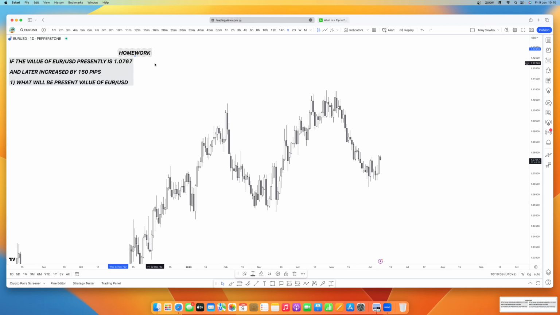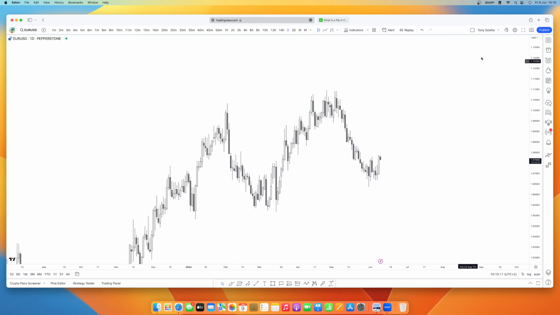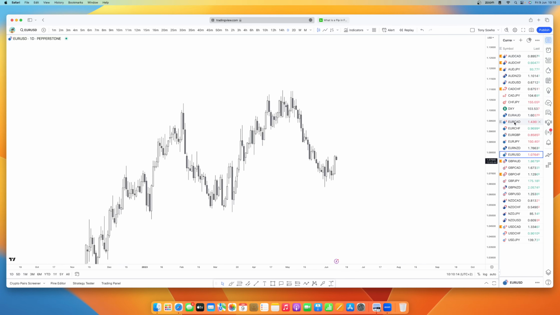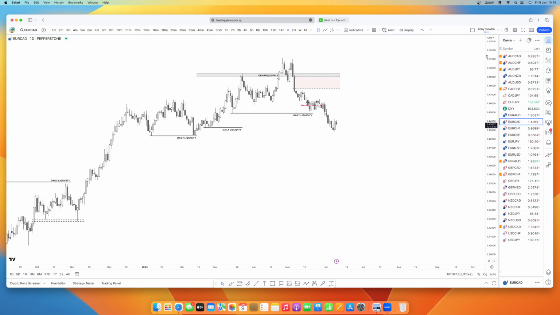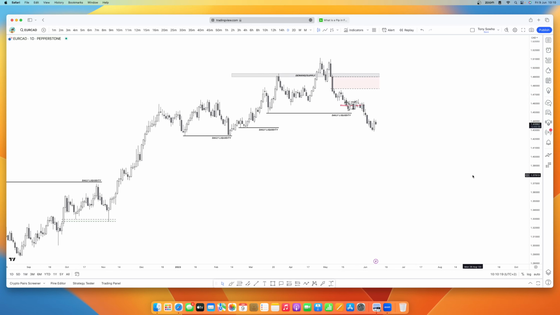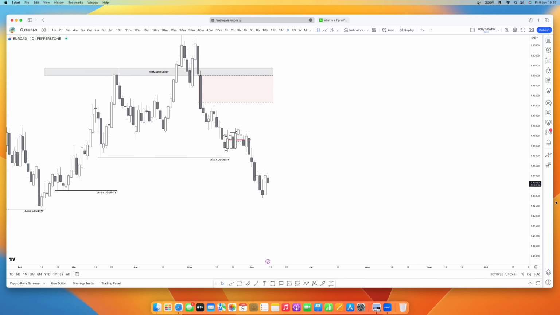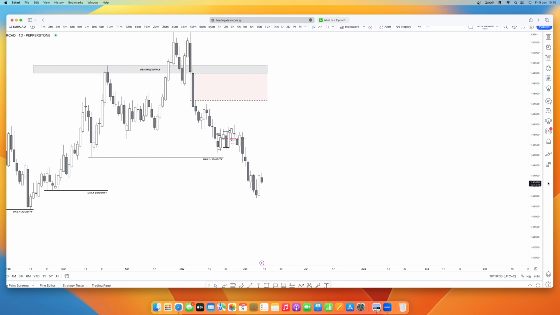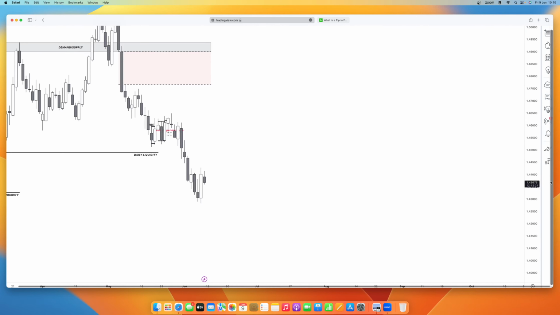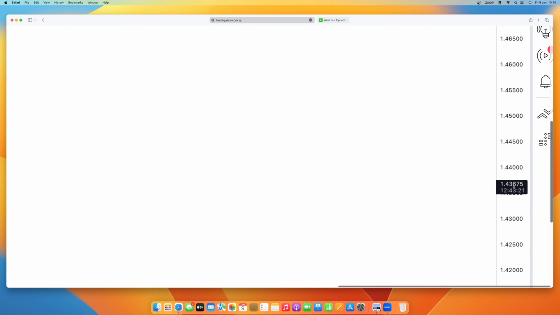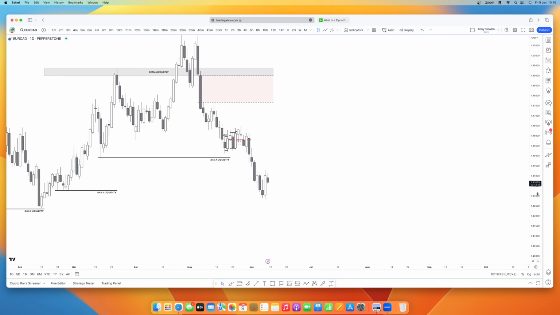So now I'm sure you know how to calculate a pip now, right? So if I come to another currency, for example Euro CAD, and I ask you, what is the present exchange rate for Euro CAD? You can see 1.43662. Let me zoom so you can see it. 1.43667. That's the present exchange rate now.